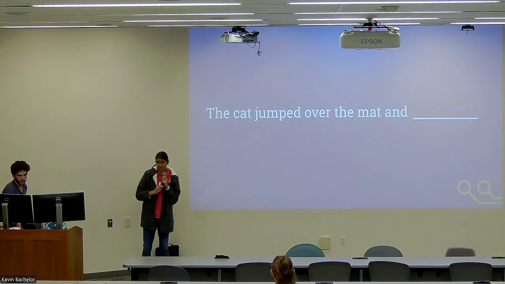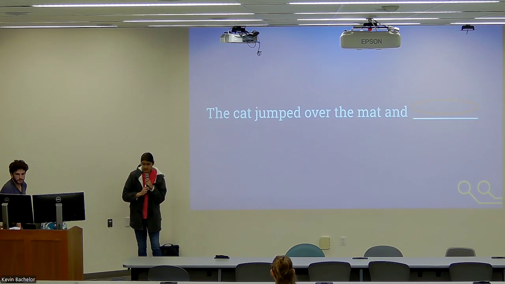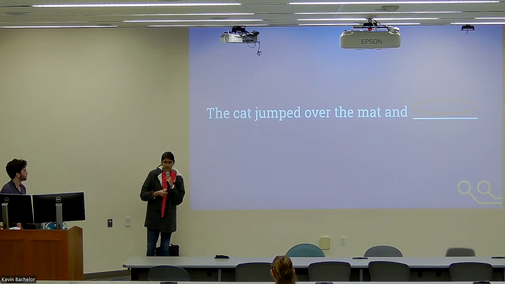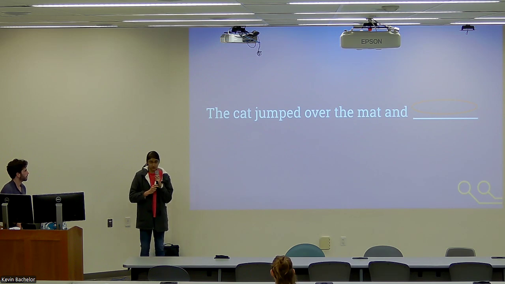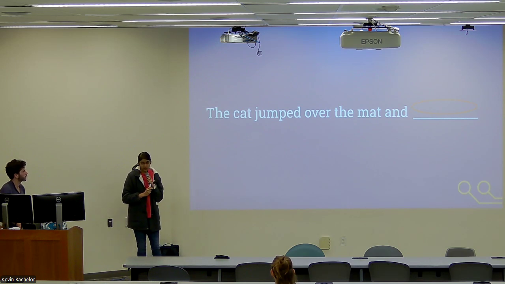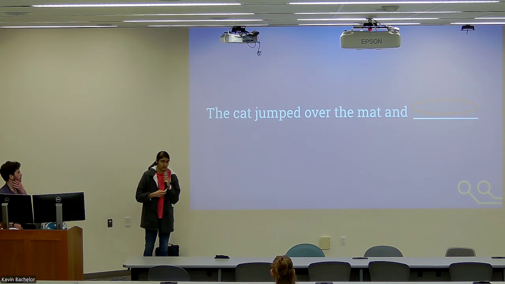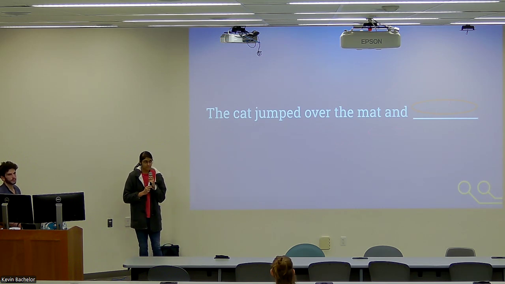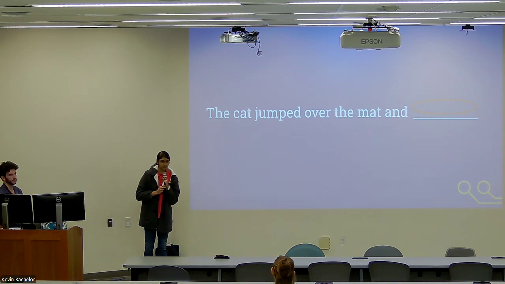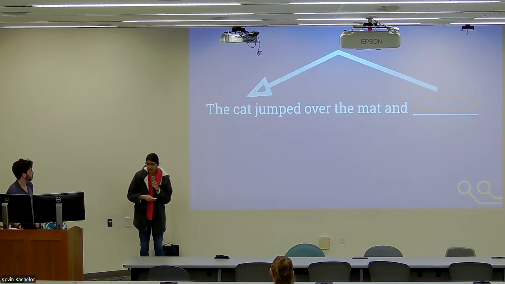So let's take a look at this example right here. This is the example we'll be going off throughout this meeting. The sentence: the cat jumped over the mat and something. What are some possible words that we can fill in here and have the sentence make sense? Any ideas? Just any word that would make the sentence work. There's no wrong answer. And fell over. Okay, perfect. Fell over.